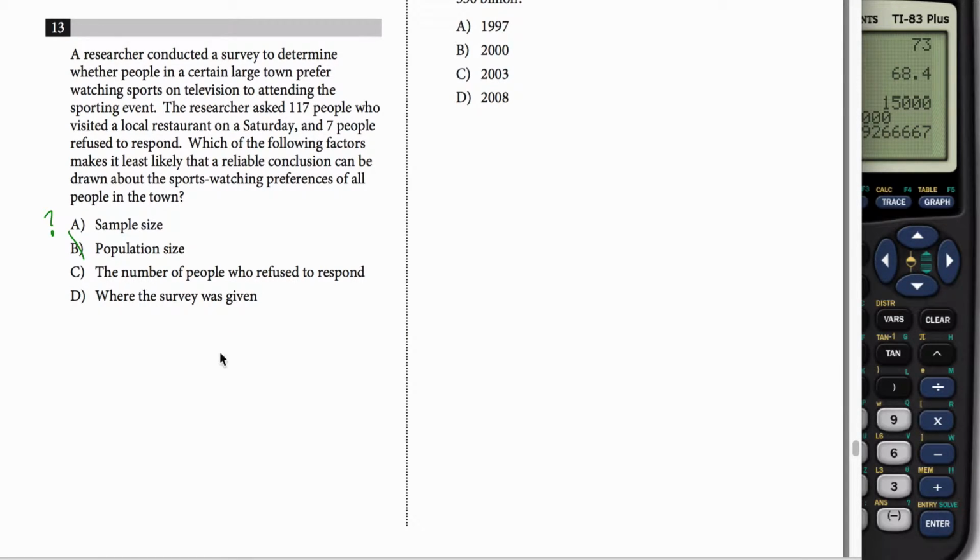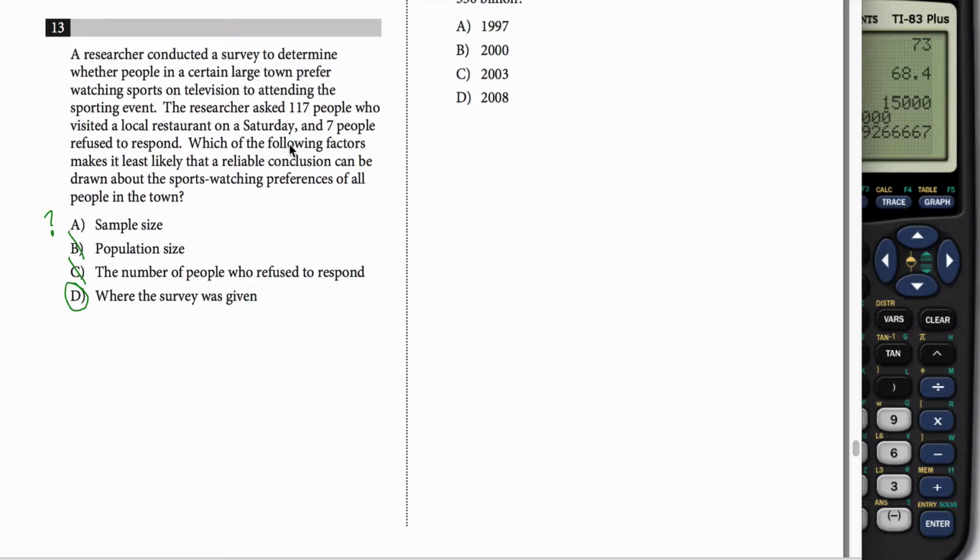That's not a whole lot at all, less than 7%. No problem at all. Where the survey was given, yeah, I don't like that. I don't like that all 117 people happen to be out at this specific restaurant on a Saturday. Maybe if you go out to a restaurant on a Saturday, you're the type of person that likes to go out and do stuff, and therefore you're more likely to go to a game than to watch it on TV.